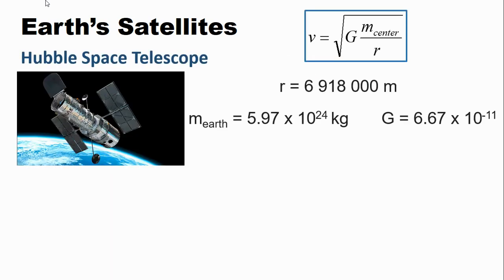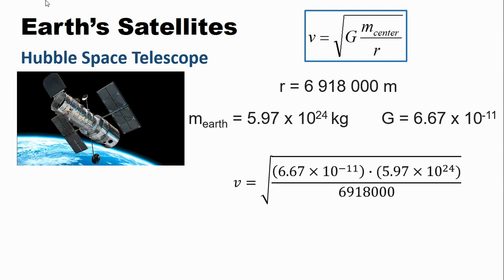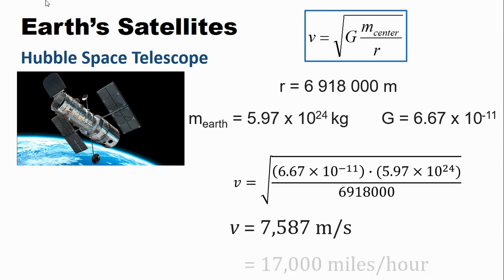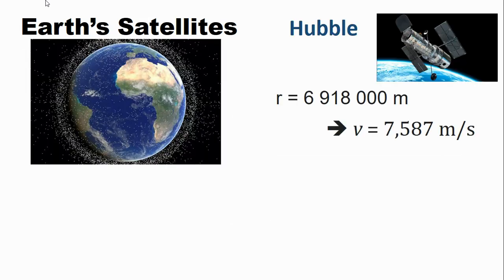If we plug these known values into our equation for orbital velocity, we find that the orbital velocity of the Hubble Space Telescope is 7,587 meters per second. In a more familiar unit, that works out to 17,000 miles per hour. How does that compare to other satellites?